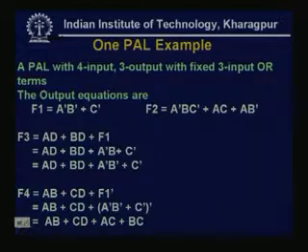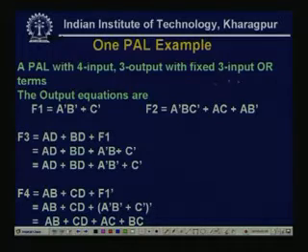So, here if we see another PAL example, how we can realize this thing. Say PAL with 4 input and 3 output with fixed 3 input OR terms, and output equations, there are 4 output equations. F1 is A dash B dash plus C dash, F2 is A dash B C dash plus AC plus AB dash, F3 is AD plus BD plus A dash B dash plus C dash.